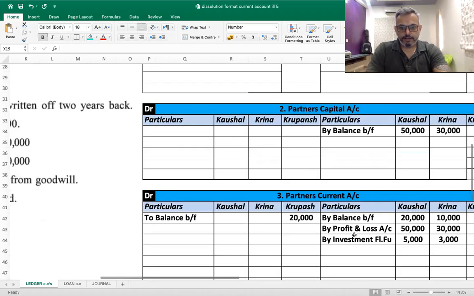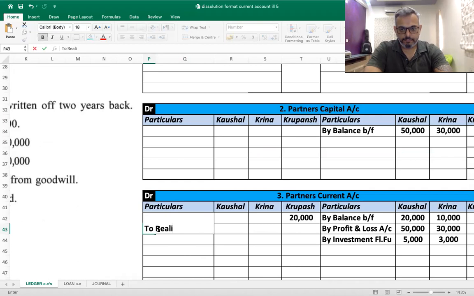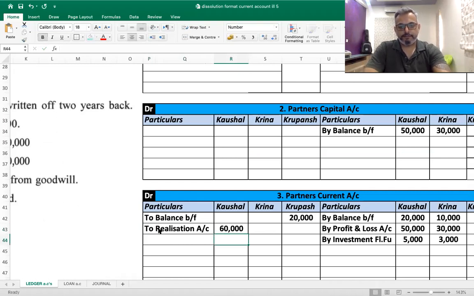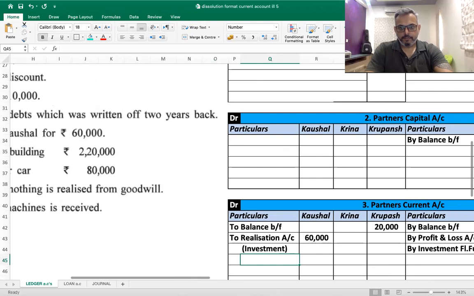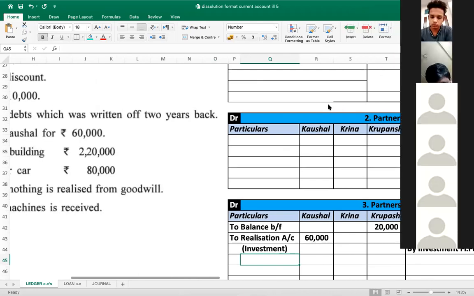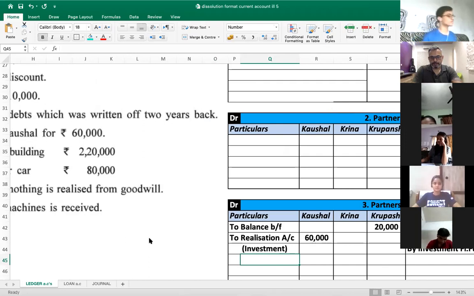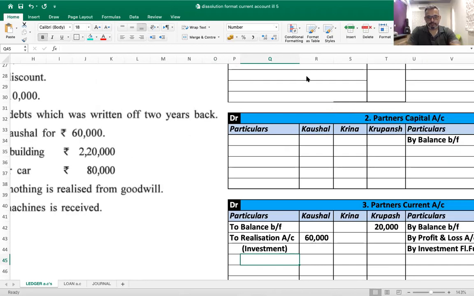सेकेंड इफेक्ट, करंट अकाउंट में टू रियलाइजेशन अकाउंट, कौशल 60,000 में लेके गया इन्वेस्टमेंट. If you want, you can write in bracket investment. All of you understood the entry? किसी को कोई doubt? Okay. Now let's proceed.